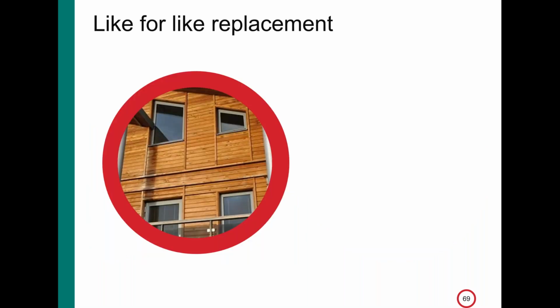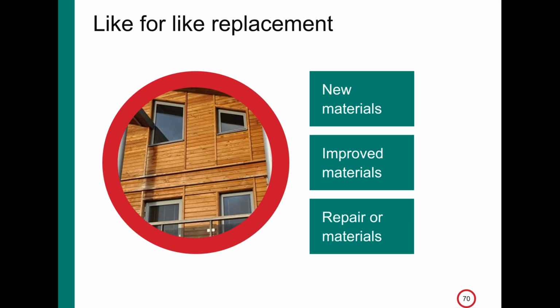So what happens if a repair does not have a like-for-like replacement? If you use new or improved materials, this is still a repair or maintenance where the function of the asset remains the same after the work. A good example is where you replace single glazing with double or triple glazing.